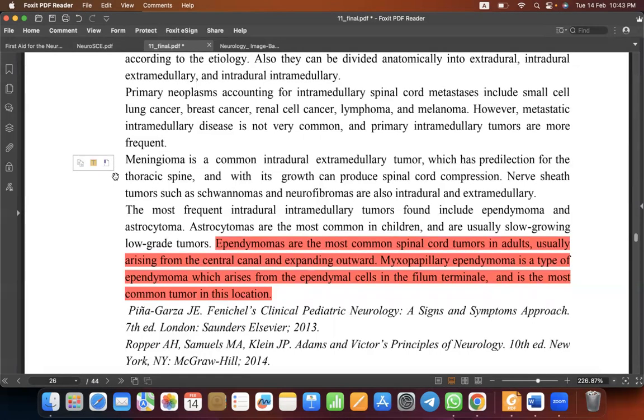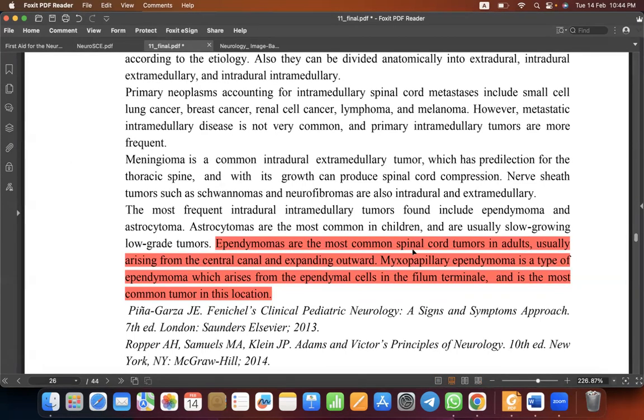Astrocytoma is commonest in children. They are low-grade tumors. Ependymoma is the most common in adults. So always remember astrocytoma in children, ependymoma in adults. How should we remember? Because astrocytoma starts with A, so in young age there could be astrocytoma. Then A, B, C, D, E. In the advanced stage there is E, that means ependymoma will be the most likely answer.